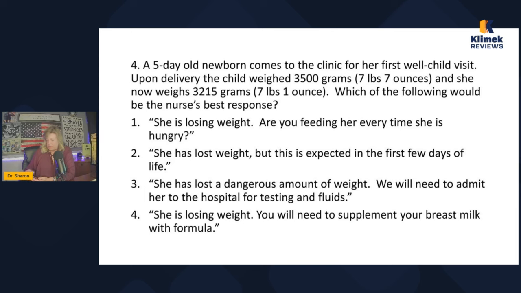Oh, and I put my calculator somewhere. 3,500 minus 350 is 3,150. Okay, 3,150. So 10% would take her down to 3,150, and she's 3,215. So that's actually normal. This is expected. She's lost weight, but this is expected in the first few days of life. That's the correct answer.